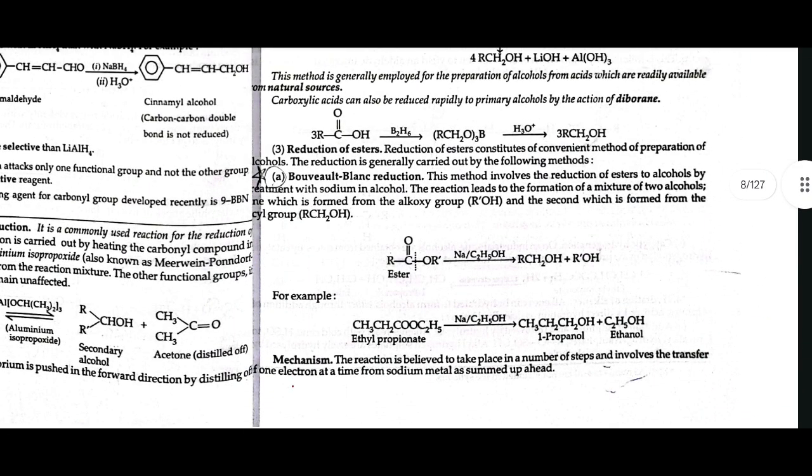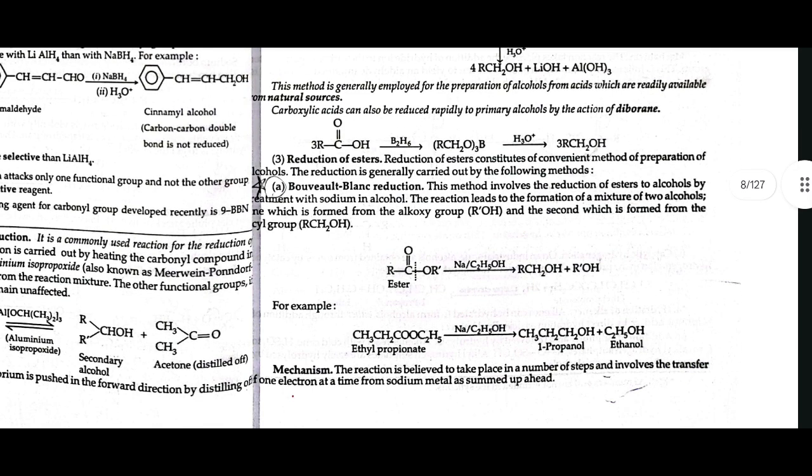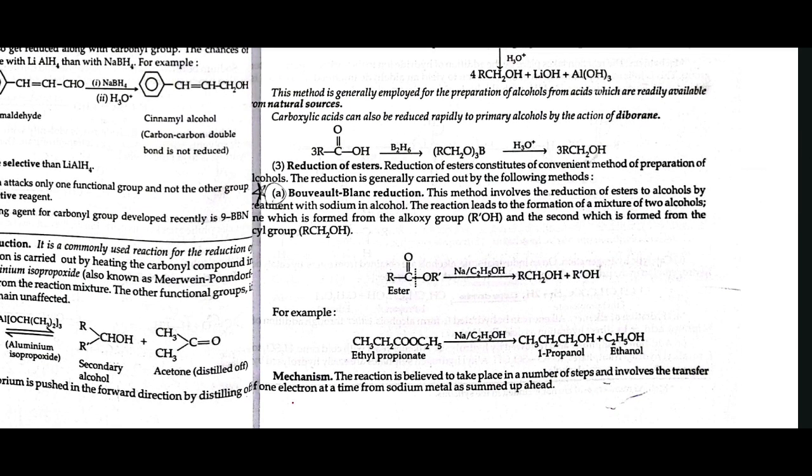Third is reduction of esters. Reduction of esters constitutes a convenient method of preparation of alcohols. The reduction is generally carried out by the following methods. First, Bouveault-Blanc reduction. This method involves reduction of esters to alcohols by treatment with sodium in alcohol. The reaction leads to the formation of a mixture of two alcohols, one formed from the alkoxy group, ROH, and the second formed from the acyl group.